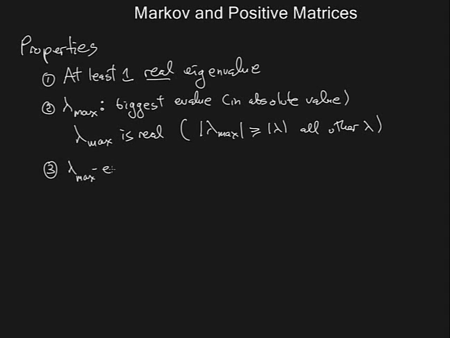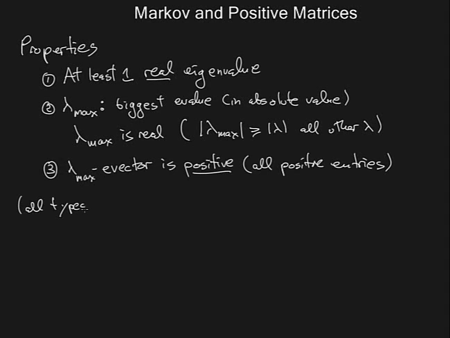And another property is that the lambda max eigenvector is positive. It has all positive entries. Now, it could have all negative entries too if you multiplied it by -1, but you can take it to have all positive entries. And those properties, as I said, hold for all of these types.